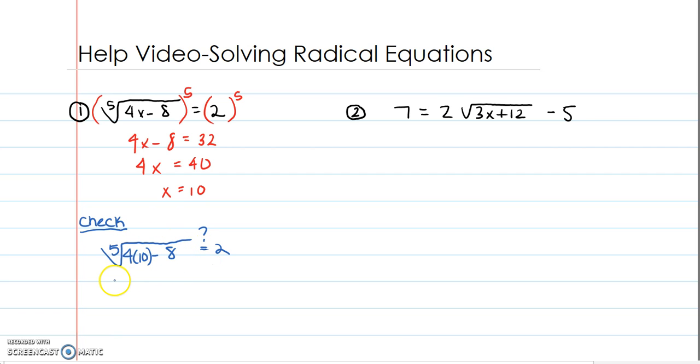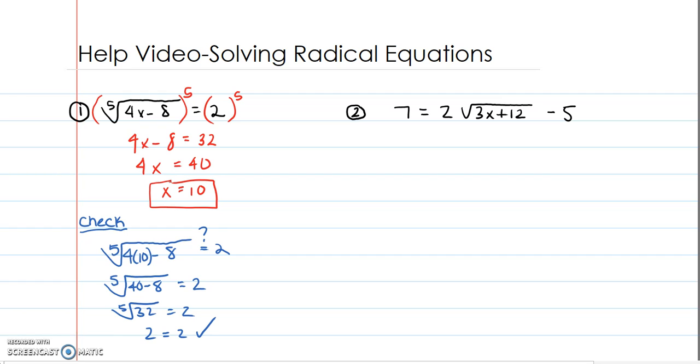So I'm just working on this side. So the fifth root of 40 minus 8. So the fifth root of 32 equals 2. 2 equals 2. So that's all set. And we can go ahead and circle our answer because we know it's right.